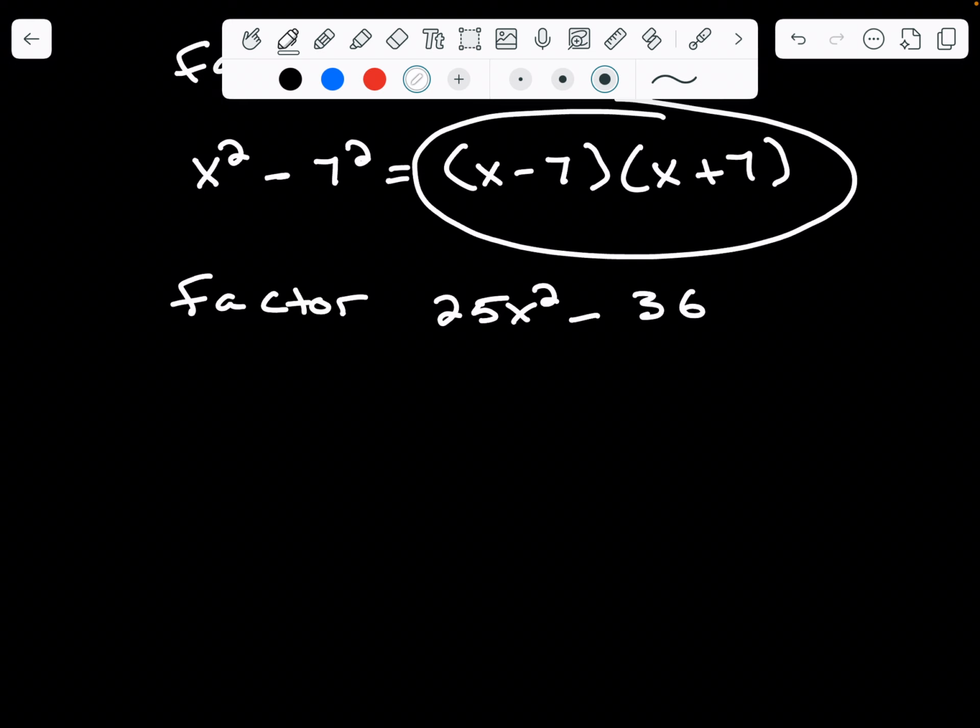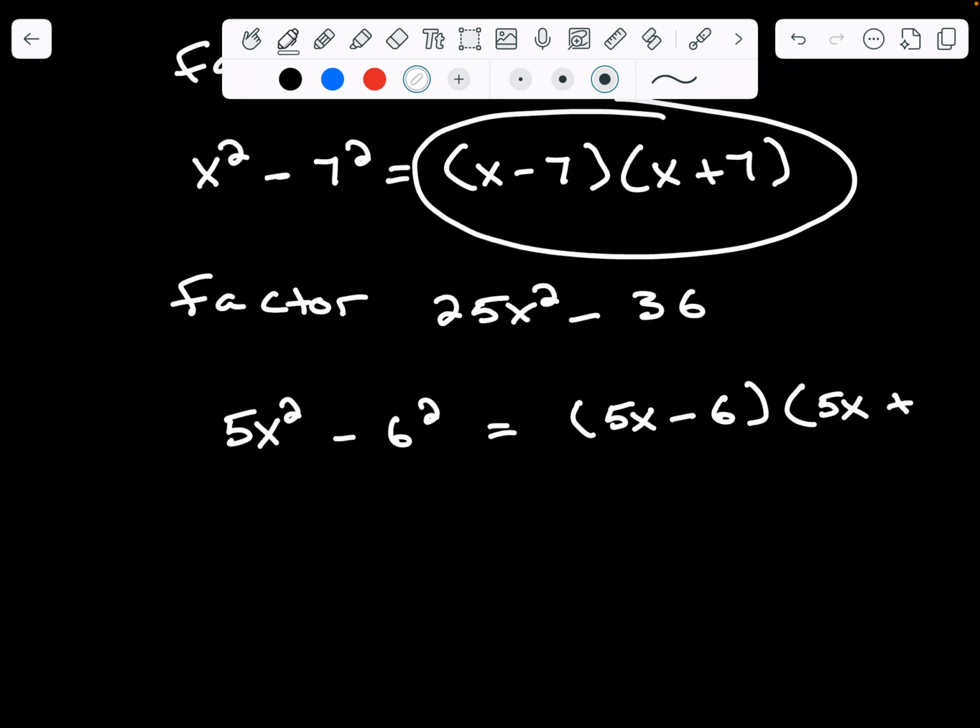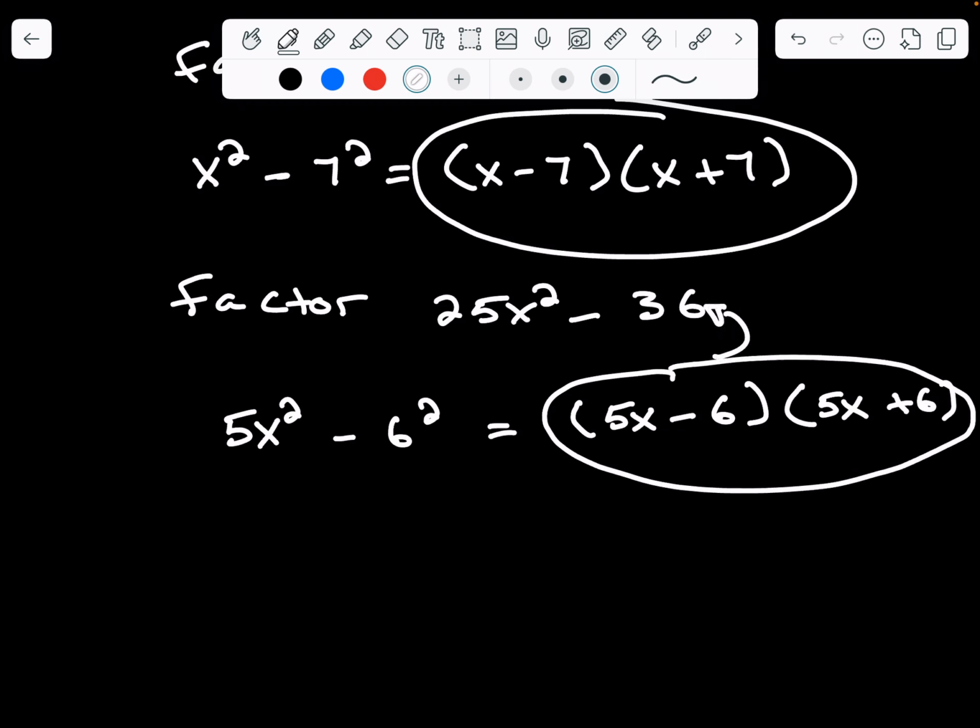So I'm assuming that you've paused the video. So let's go through each one of our terms. So 25 is the square of 5. We know x squared is the square of x, and 36 is the square of 6. So let's put this into our form, or into our equation. So 5x squared minus 6 squared is the same thing as saying 5x minus 6 times 5x plus 6. And again, if we were to factor this out, we would end up with this here would be the same thing as this.